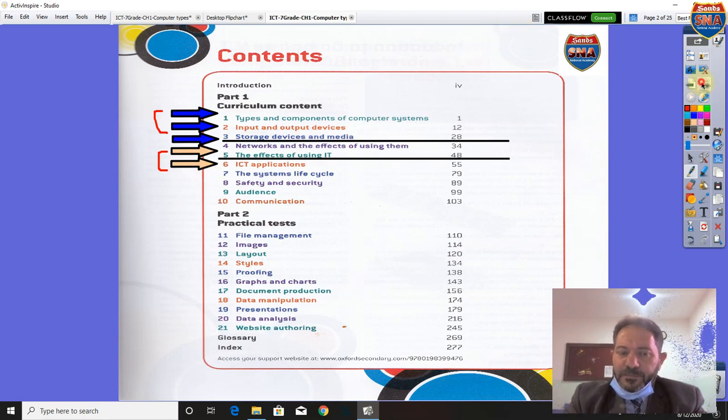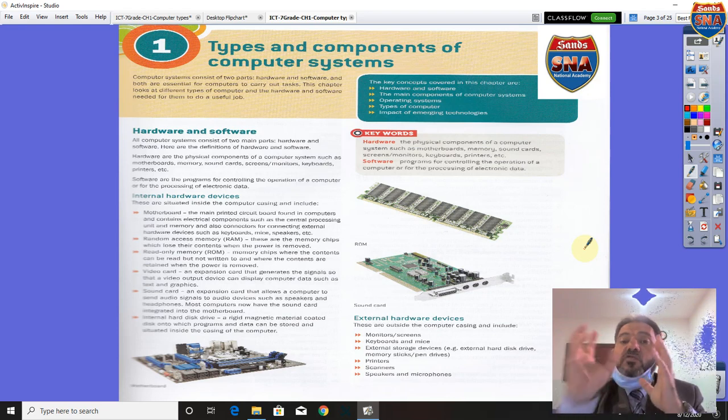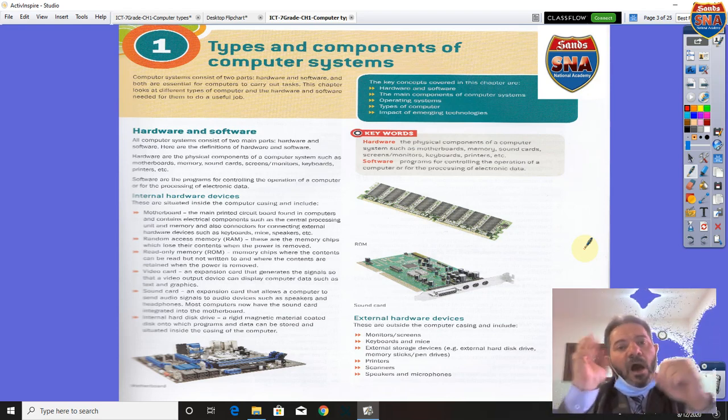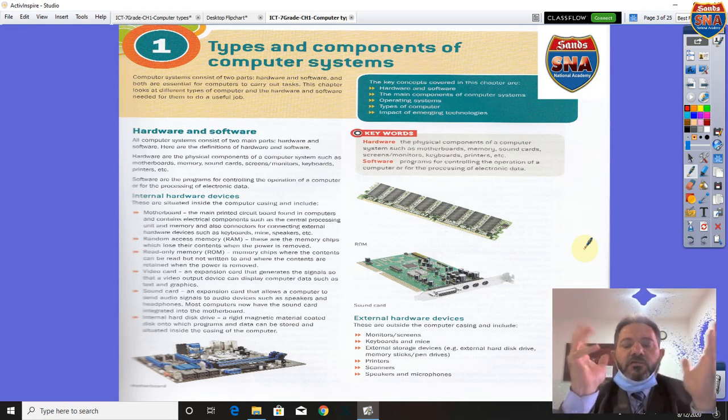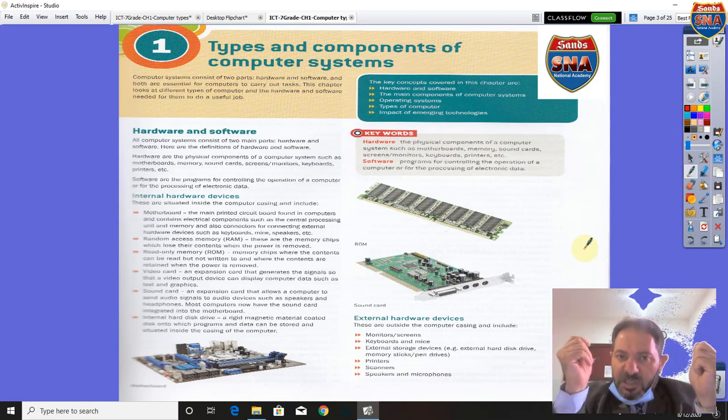Okay guys, so the first lesson will be talking about section 1, types and components of computer systems. Let me tell you that a computer system contains two main parts: the hardware and the software. The hardware represents the physical parts. It's something that can be touched.